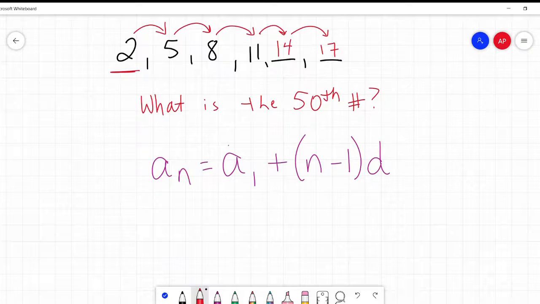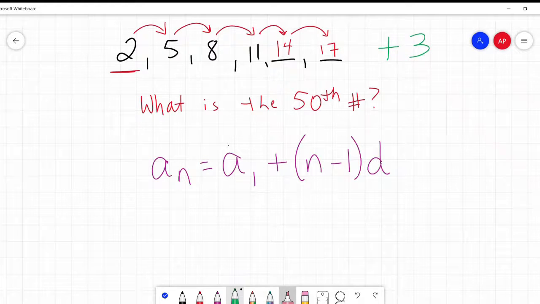So what this formula is saying first is if I want to find a given number in a sequence, I have to know the first number, a sub 1, that's how we say that, a sub 1. Then I take the number of the sequence, like in this case, the 50th number, I subtract 1, and I multiply by d. d is the difference. In this case, up here it is 3. I'm adding 3 each time.